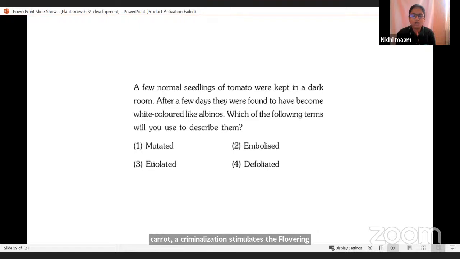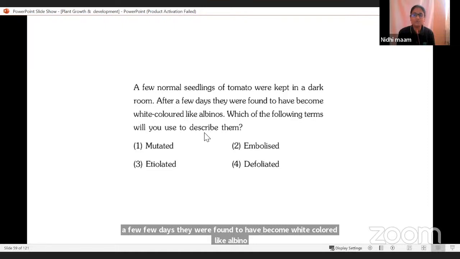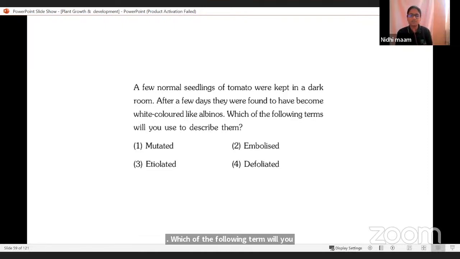A few normal seedlings of tomato were kept in a dark room. After a few days they were found to have become white colored like albinos. Which of the following terms will you use to describe them? One is mutated, second is embolized, third is etiolated, fourth is defoliated.